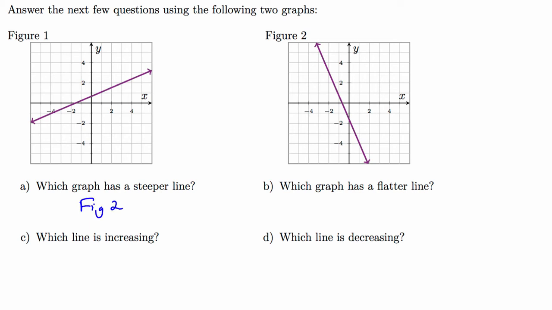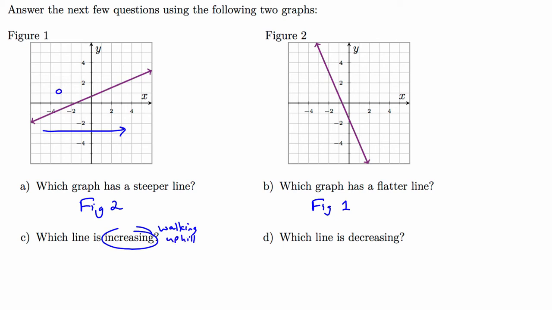The second question, which graph has a flatter line, would obviously be figure 1. The third question is, which line is increasing? In mathematics, when we read graphs, we orient ourselves in a left to right direction. So when we talk about increasing, we talk about essentially the elevation on the line increasing as we move left to right. Another way to describe this, increasing means you're walking uphill. As you walk left to right, which line would you be walking uphill on?